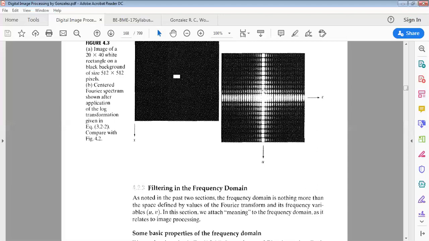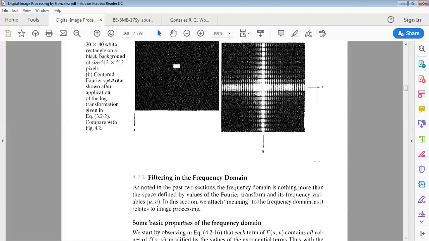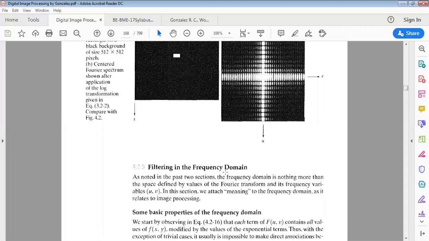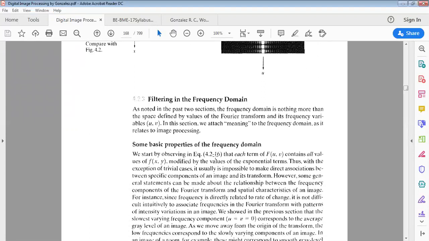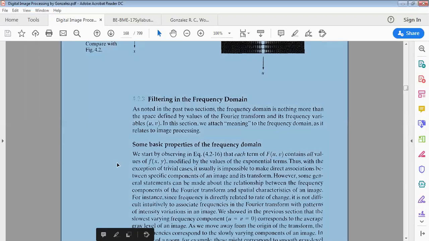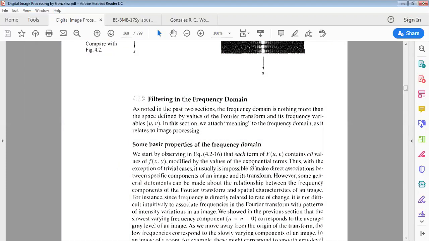Now, continuing further, filtering in the frequency domain. The Fourier domain, the frequency domain, is nothing more than the space defined by the values of the Fourier transform and its frequency variables u,v. So we'll try to attach some meaning to the frequency domain as it relates to image processing. Now again, if you see the earlier equations, the 2D DFT pair, each term of F of u,v contains all the values of f of x,y modified by the values of the exponential terms.